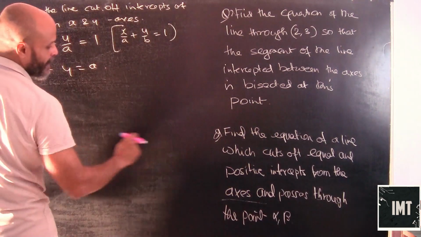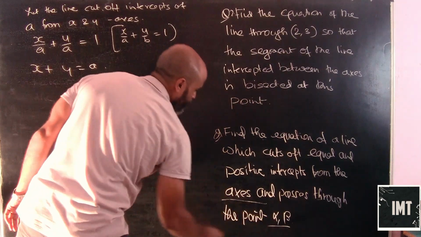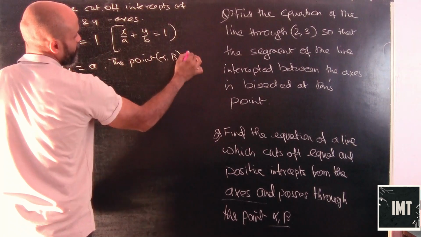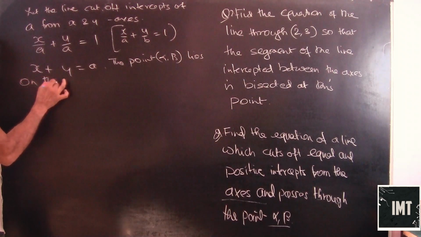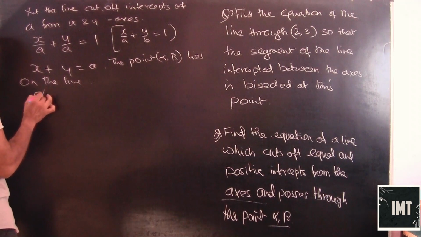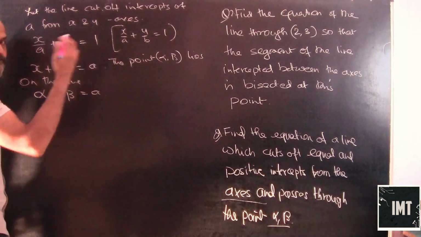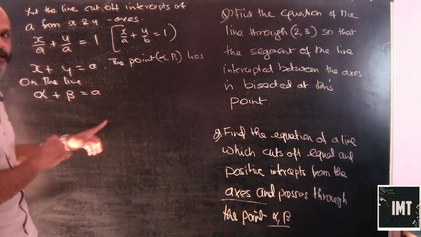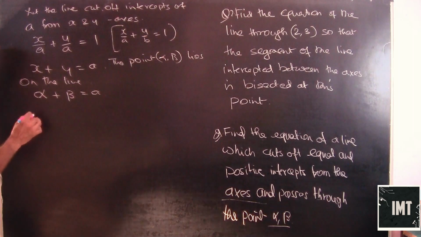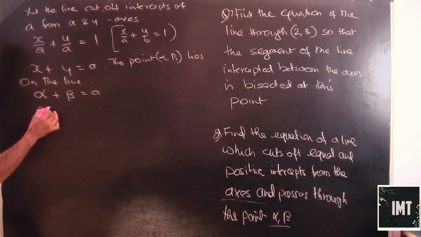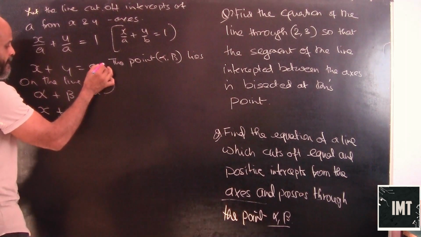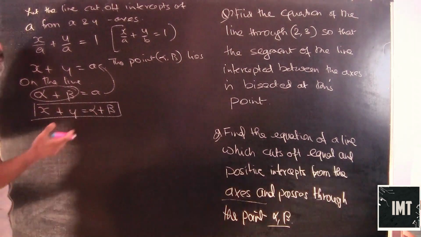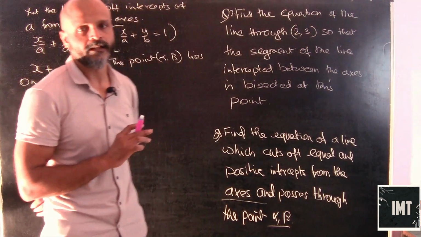Now if we have to look at alpha beta, since the point alpha beta lies on the line, we can say alpha plus beta is equal to a, because it will fulfill the condition of both x and y. So, alpha plus beta is equal to a, that is something that we can certainly write. If this is true, then in x plus y is equal to a, this a can be replaced by alpha plus beta. A was our assumption, we had to eliminate a, that is all. This will be the correct equation of the line.